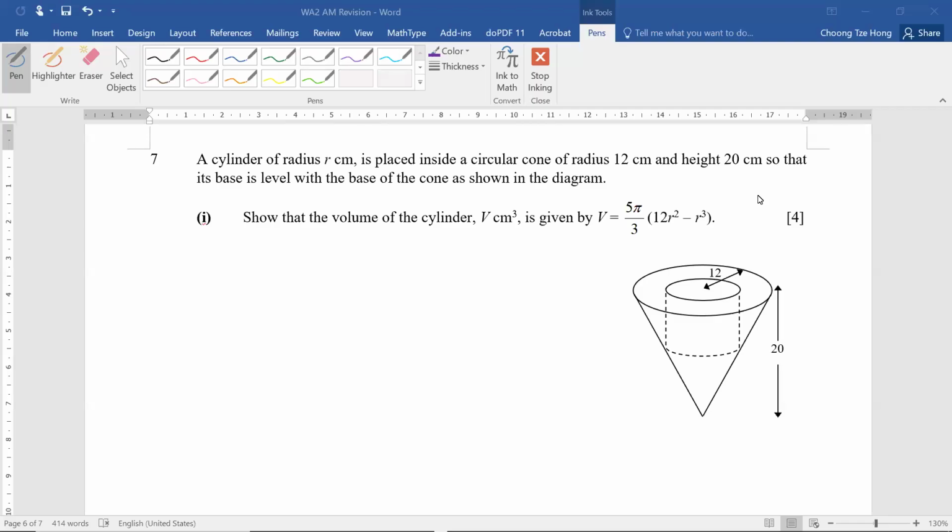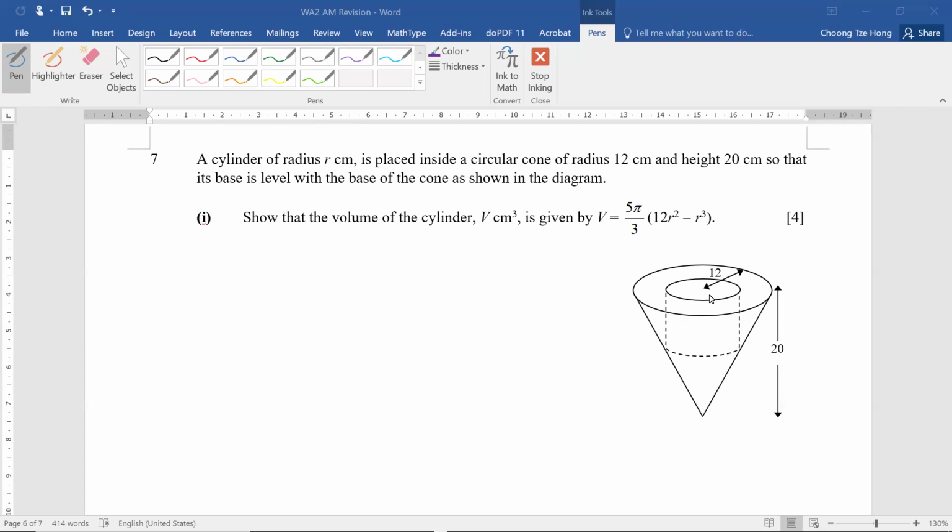Hi students, in this video I'll be going through the JYSS 4E Additional Mathematics Mid-Year Exam 2010 Paper 2 Question 10. So let's read the question. A cylinder of radius r cm is placed inside a circular cone of radius 12 cm and height 20 cm, so that its base is level with the base of the cone as shown in the diagram. Show that the volume of the cylinder V cm³ is given by this equation.